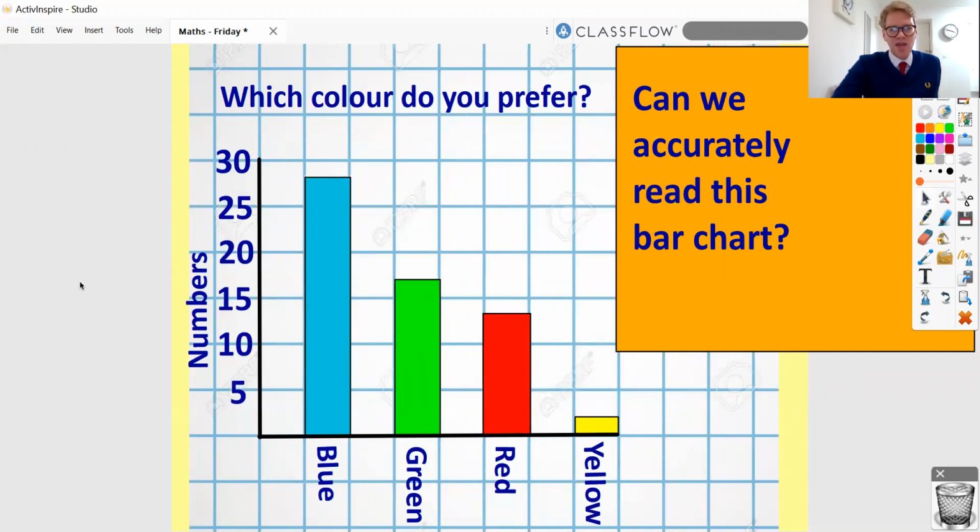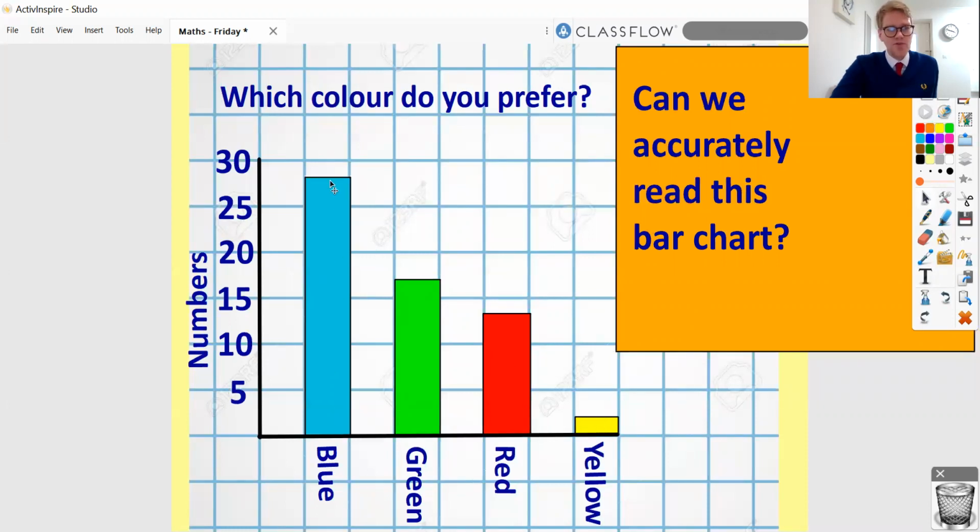Can I accurately read it like this? So I've chosen now not to go up in 2s, but to go up in 5s. Can I accurately read the bars here? Well, it's tricky, isn't it? I would say we can probably get a decent reading. I can probably have a good guess, but it might well involve a bit of guessing.